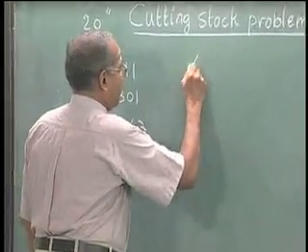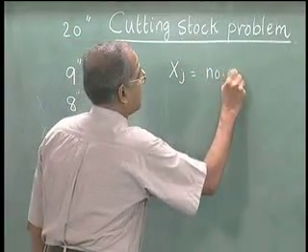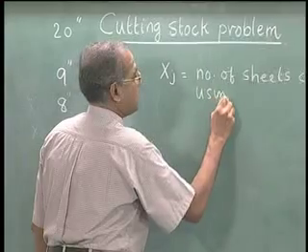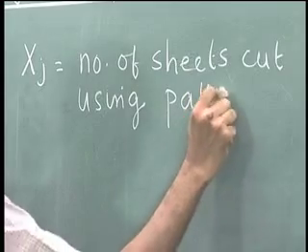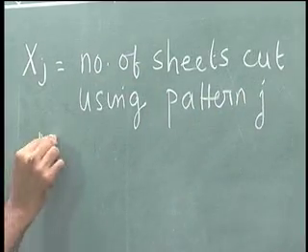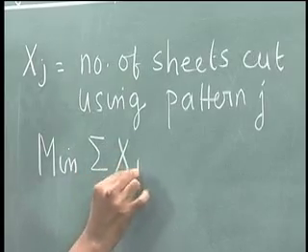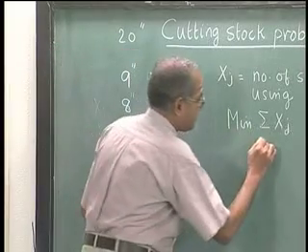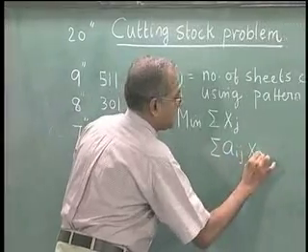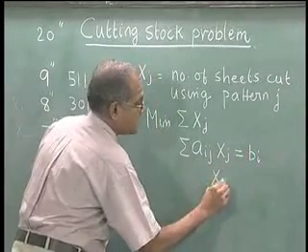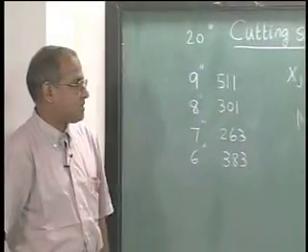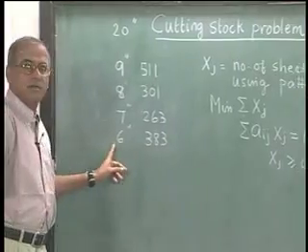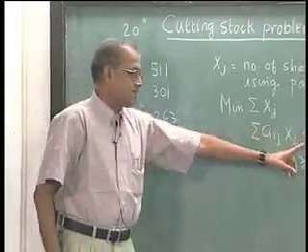So, the problem, if we define x_j equal to the number of sheets cut using pattern j, the problem will be to minimize sigma x_j, which minimizes the number of sheets that we cut, subject to the condition sigma a_ij x_j is equal to b_i and x_j greater than or equal to 0. In the last lecture we saw that if we consider patterns where the waste can even exceed the minimum size required, which is 6, then the constraint becomes an equation.